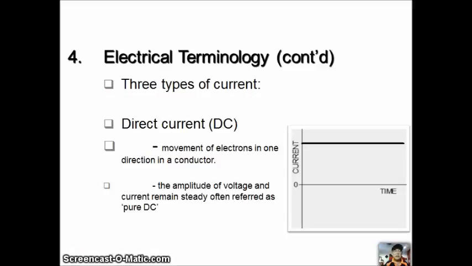We have three types of current. First, direct current, shown by the graph here. You see the current is steady, it's not moving, and as time passes, the current remains. So what do you say about direct current? The movement of the electron or current is one way, it's not changing. And the amplitude, the amount of current, the value of current is steady, it's not changing.